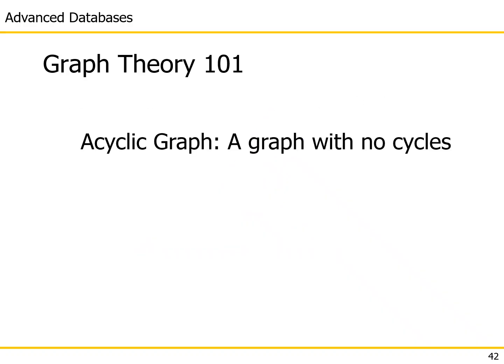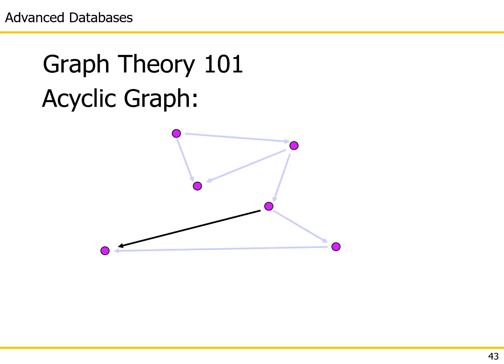Now, an acyclic graph is a graph with no cycles. This is an example of an acyclic graph, and our goal will be to check that we are actually looking at an acyclic graph when we build the sequence of reads and writes.